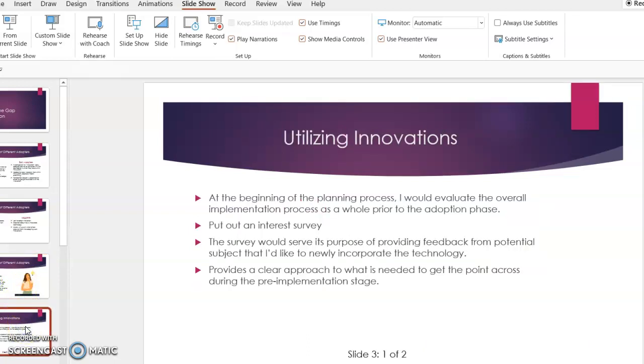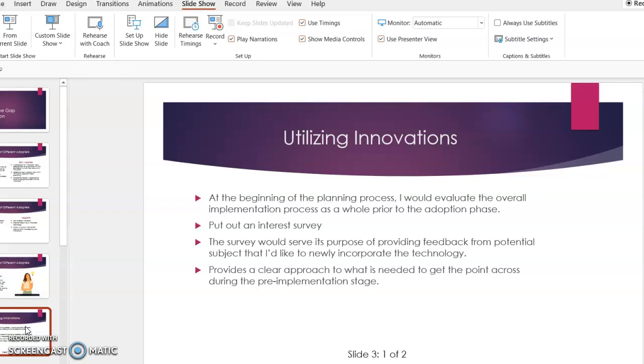All right, so utilizing innovations. At the beginning of the planning process, I would evaluate the overall implementation process as a whole prior to the adoption phase. The reason for this is I need to figure out how many people I need to train, how many resources and how many technology tools, whether it's desktops, laptops, tablets, whatever technology we're trying to incorporate.